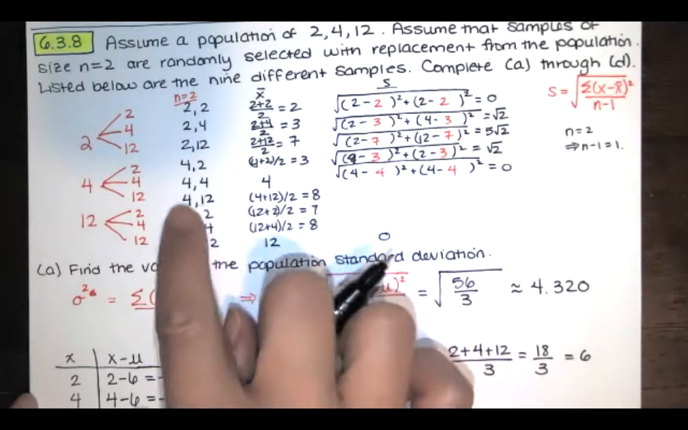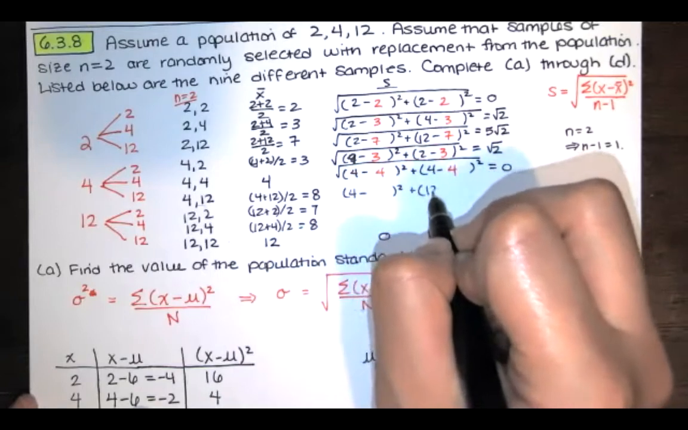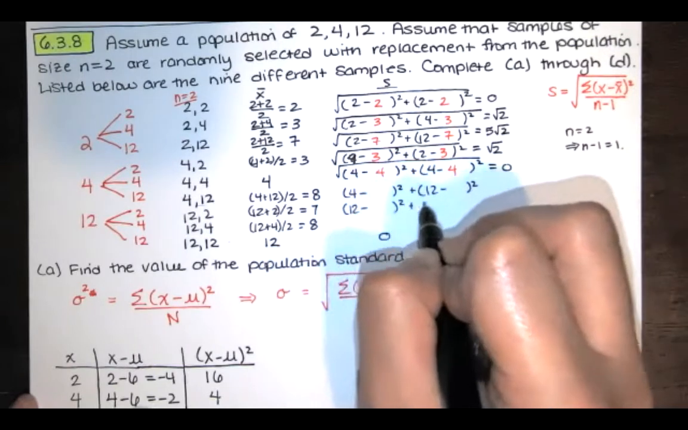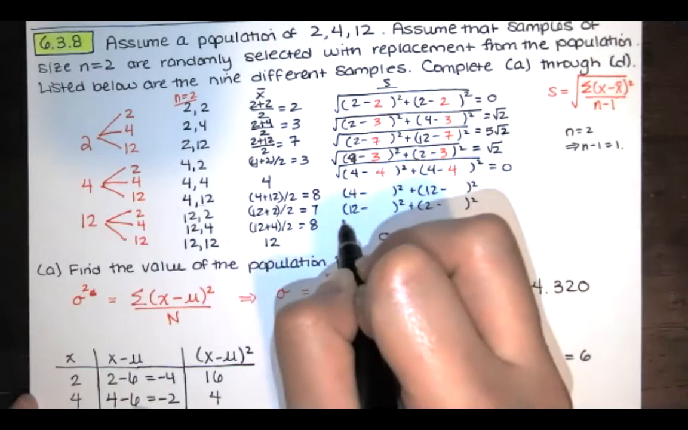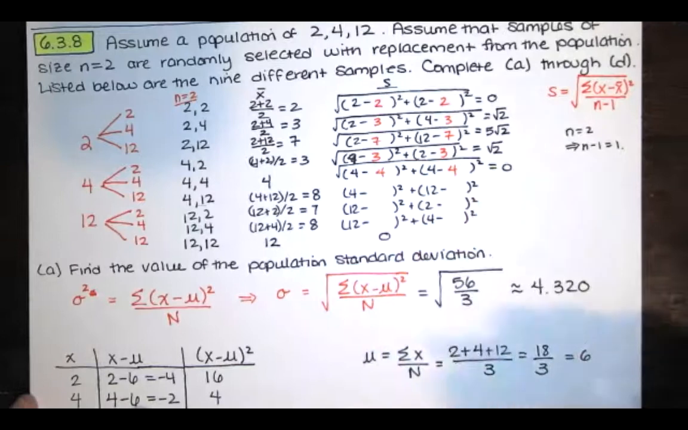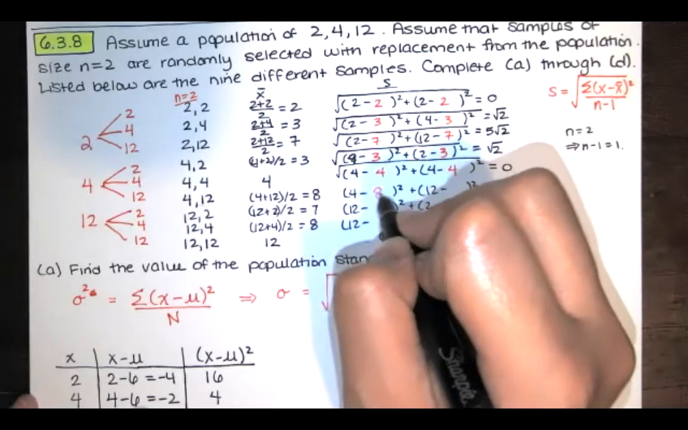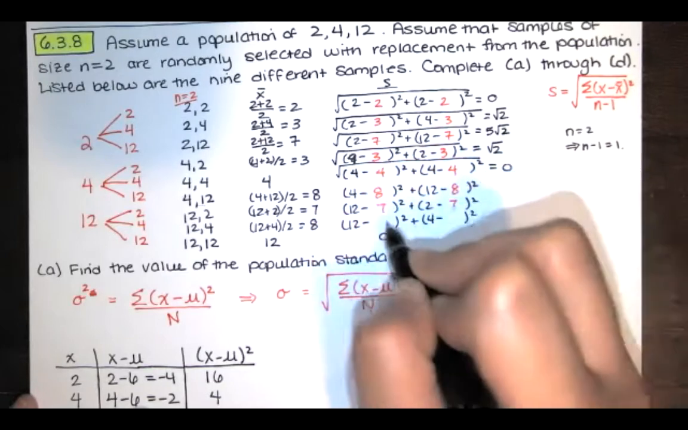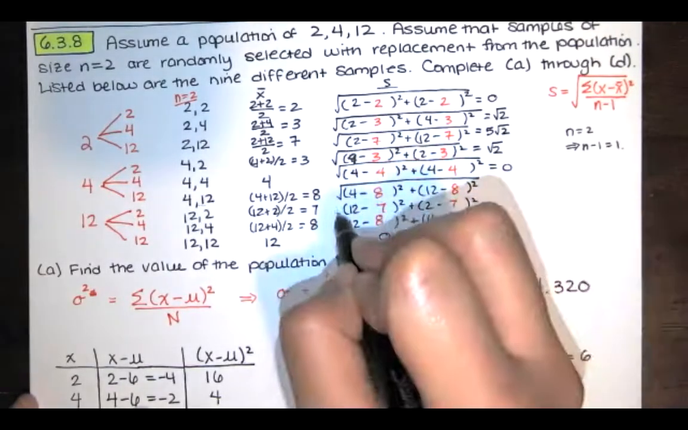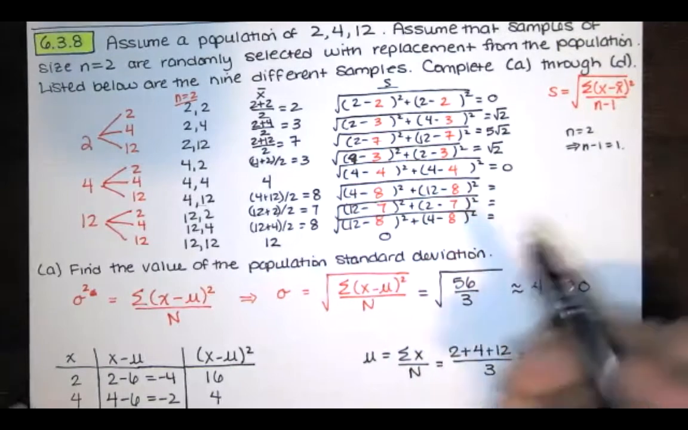Now I want to do the same thing for this 4 and 12. Those are our x values. And then I've got 12 and 2 as my x values, and 12 and 4 as my x values. And in each case, the mean is 8, 7, and 8. So I'm subtracting 8 here, subtracting 7 here, and I'm subtracting 8 there. Don't forget to take the square root, excuse me. And those are going to give you standard deviations.